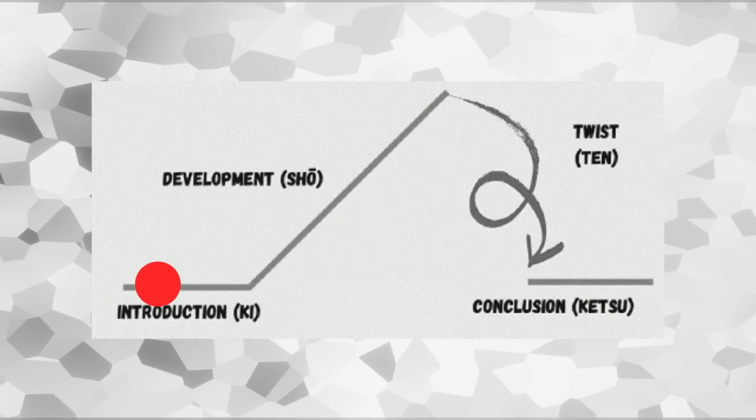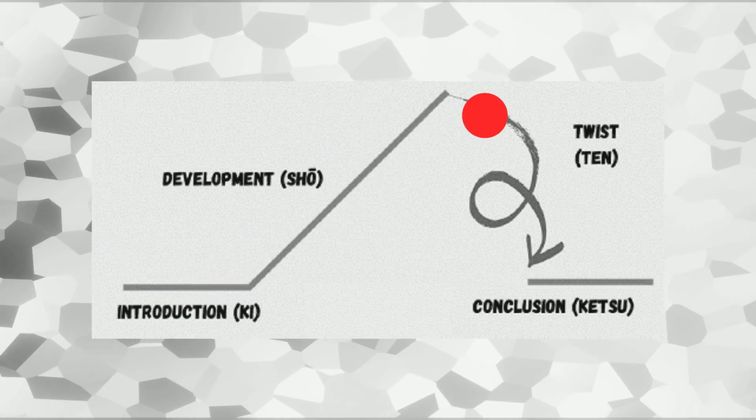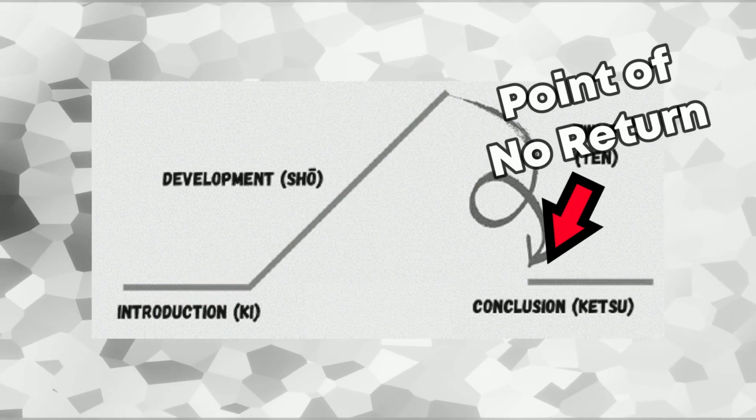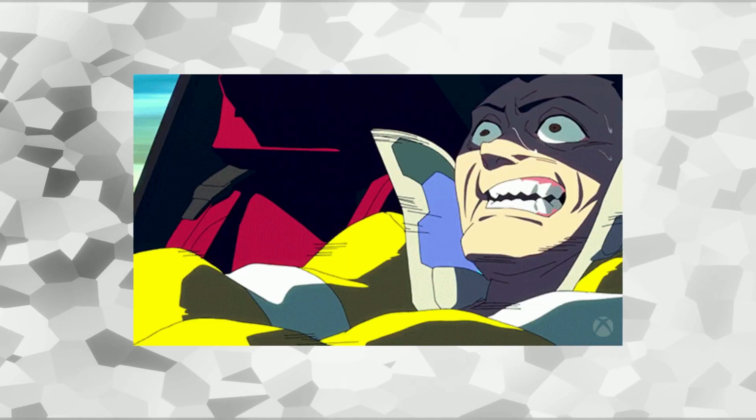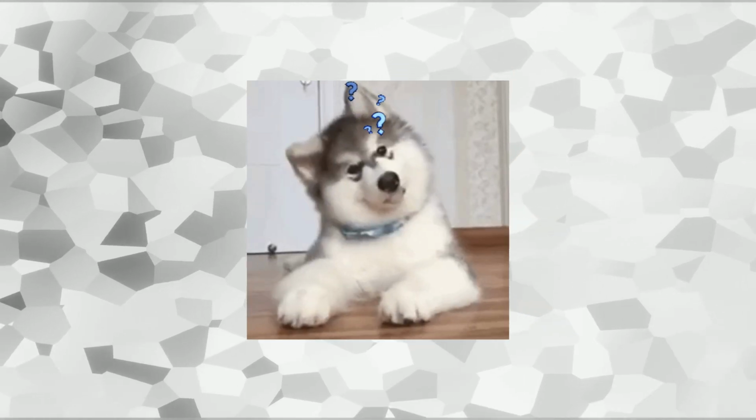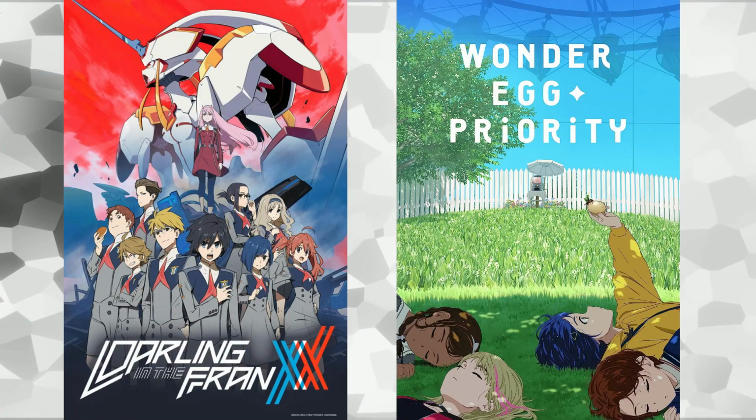Instead, it relies on the twist that turns our protagonist's world upside down. There's nothing really wrong with that line of thinking, but if you aren't careful, your story may end up in chaos. Generally, after every Sho Ten Ketsu cycle, the world of our story has changed, creating a point of no return. If the world has changed too much, too fast, and without warning, readers may be disoriented in the story. Some examples are Darling in the Franxx and Wonder Egg Priority.